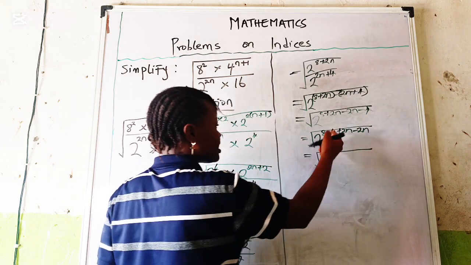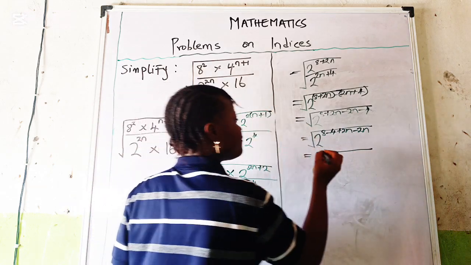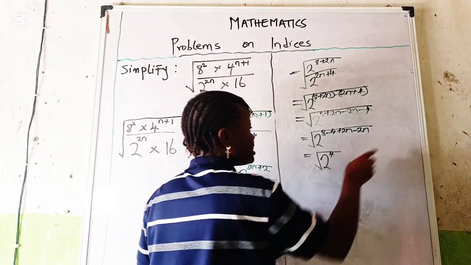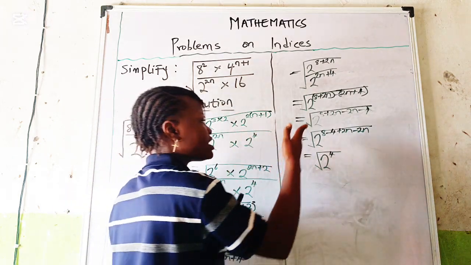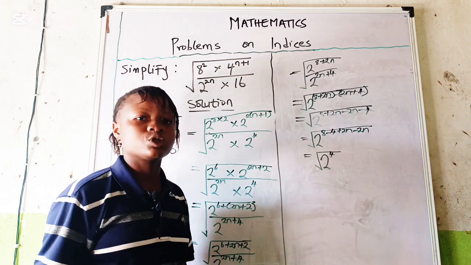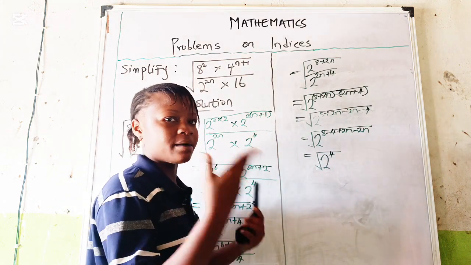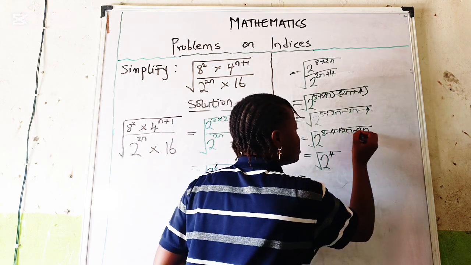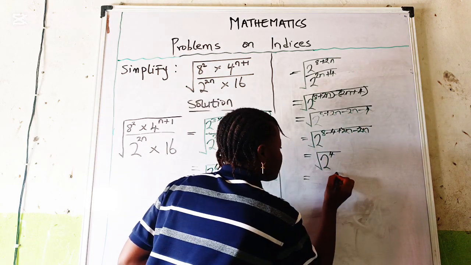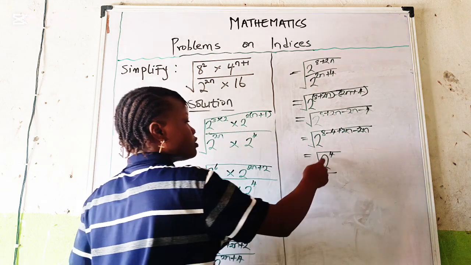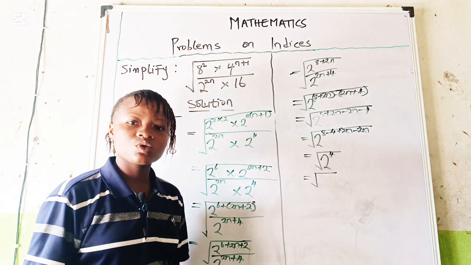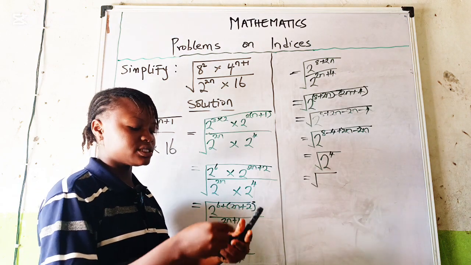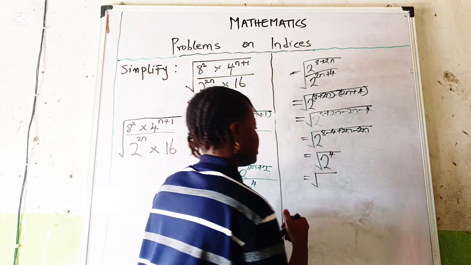2 raised to power 8 minus 4 will give you 4, then plus 2n minus 2n is 0, because whenever you have numbers carrying plus or minus, subtract the smaller number from the bigger number and put the sign of the bigger number. So plus 2n minus 2n is 0, which is cancelled. Then 2 raised to power 4 means 2 times 2 times 2 times 2, which is 2 times 2 is 4, 4 times 2 is 8, 8 times 2 is 16.